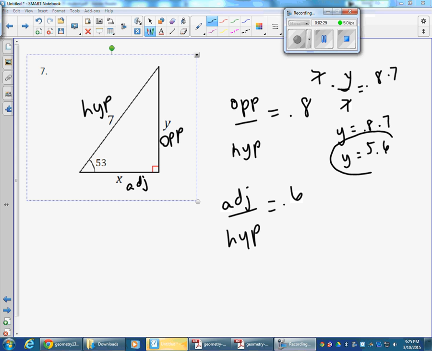Let me draw it over here and make sure that looks about right. Yeah, we wouldn't want it to be longer than 7. We'd know we'd done something wrong. Okay, the adjacent divided by the hypotenuse should be 0.6.